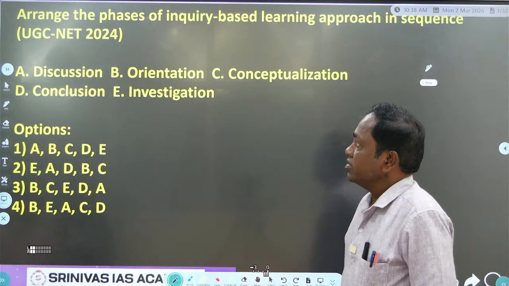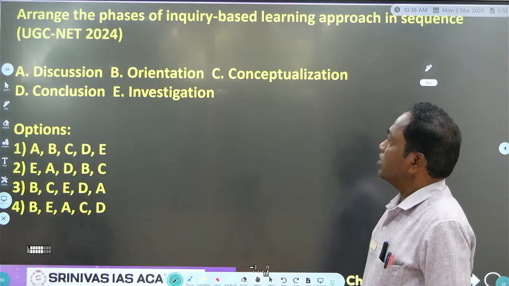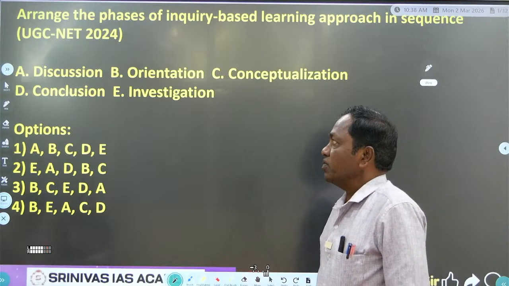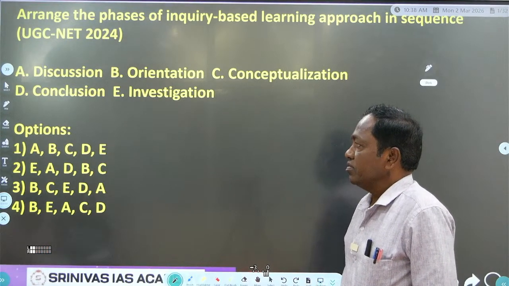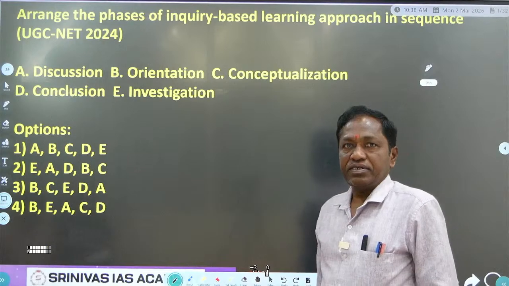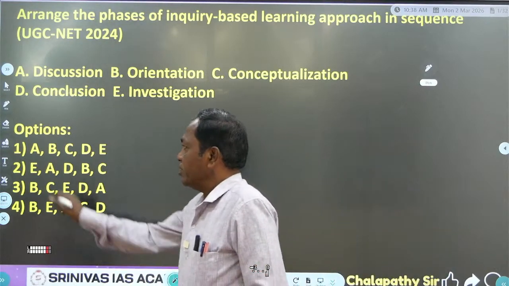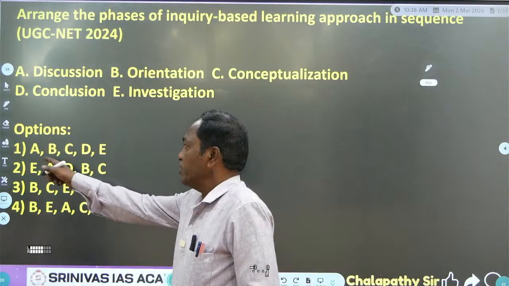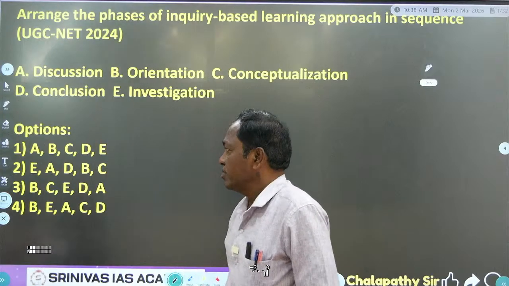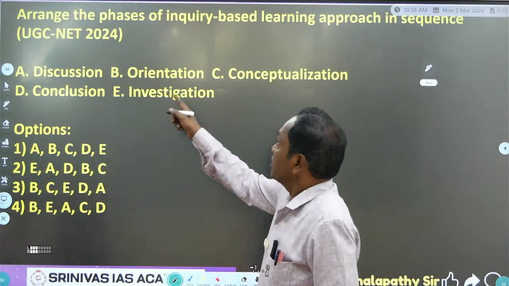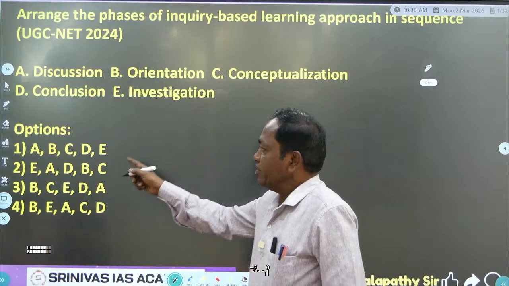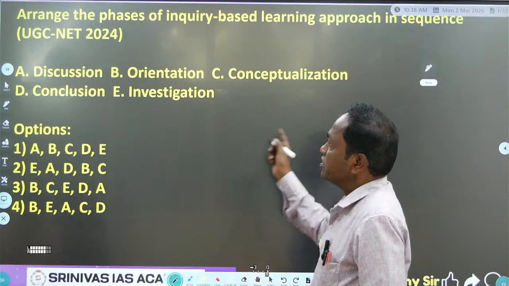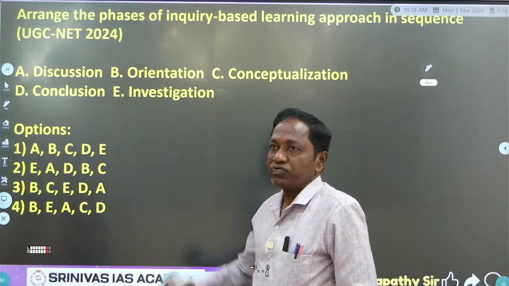Right. Discussion, orientation, conceptualization, conclusion, investigation. Which is the first that takes place? If you are confused, then we have to see what is the first here in all the options. In option 1 you can say A, discussion. Option 2, E, this is investigation. Investigation will not happen last, because what is the last word among discussion, orientation, conceptualization, conclusion, investigation?